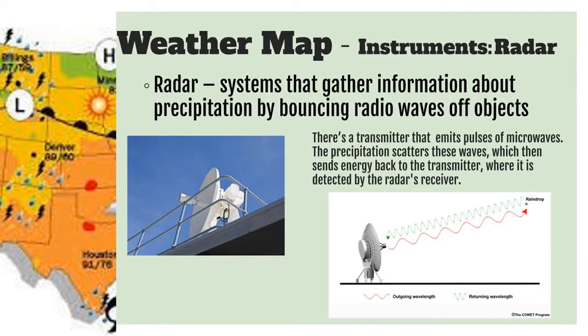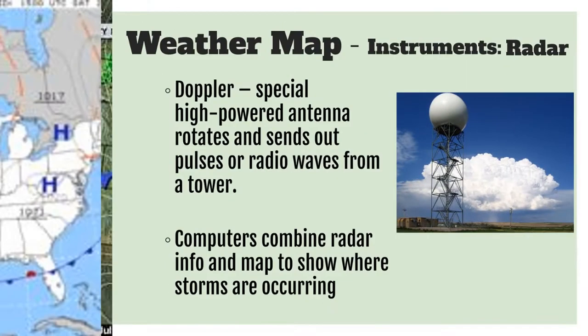Our next weather instrument is a radar. Radars are systems that gather information about precipitation by bouncing radio waves off of objects. There's a transmitter that emits pulses of microwaves. The precipitation scatters these waves, which then sends energy back to the transmitter, where it is detected by the radar's receiver. One of these types of radar is known as a Doppler. It's a special high-powered antenna that rotates and sends out pulses of radio waves from a tower. Computers combine radar info as well as a map to show where storms are occurring.